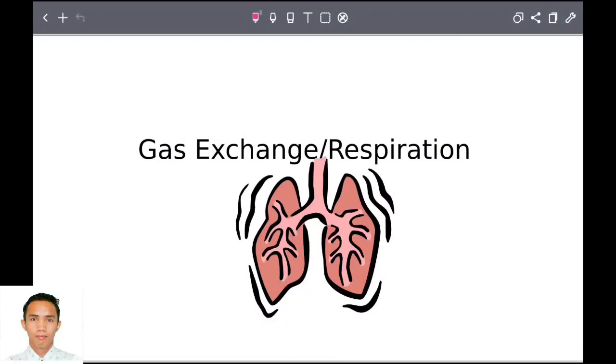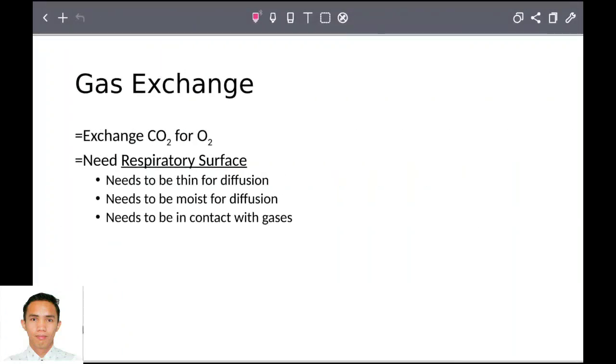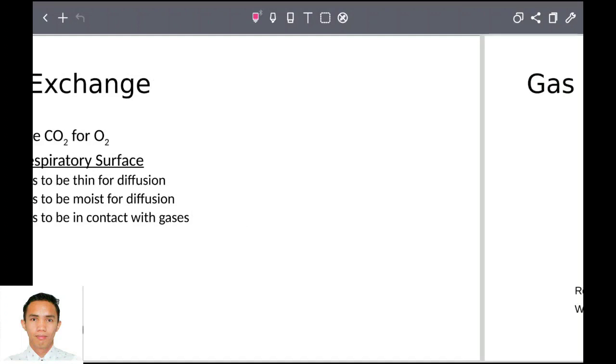Today's lesson we're going to study gas exchange, respiration. Gas exchange is the exchange of carbon dioxide for oxygen. The respiratory surface needs to be thin for diffusion, needs to be moist for diffusion, and needs to be in contact with gases. Now let's proceed to the next slide.